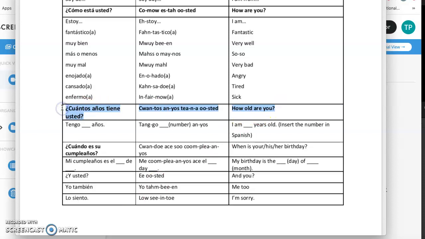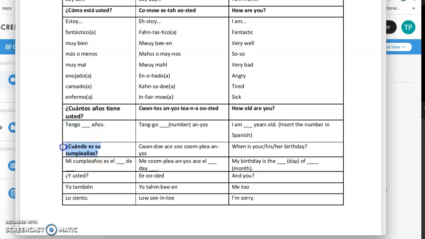¿Cuántos años tiene usted? How old are you? Now, you have this phrase underneath that you're going to use to answer. Tengo blank años. Now, that blank is where you insert the number in Spanish for however old you are. So, for example, if you are 12, you would say tengo, and then the number for 12, and then años. Okay, so I am 12 years old would be tengo 12 años.